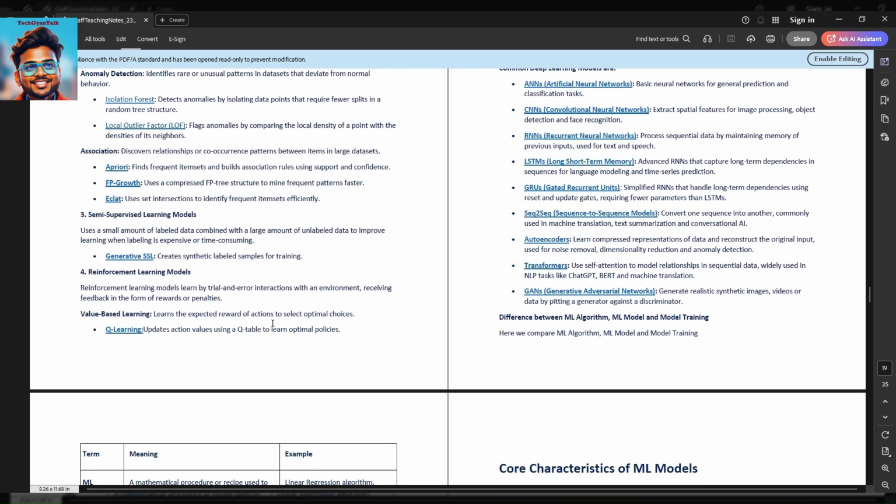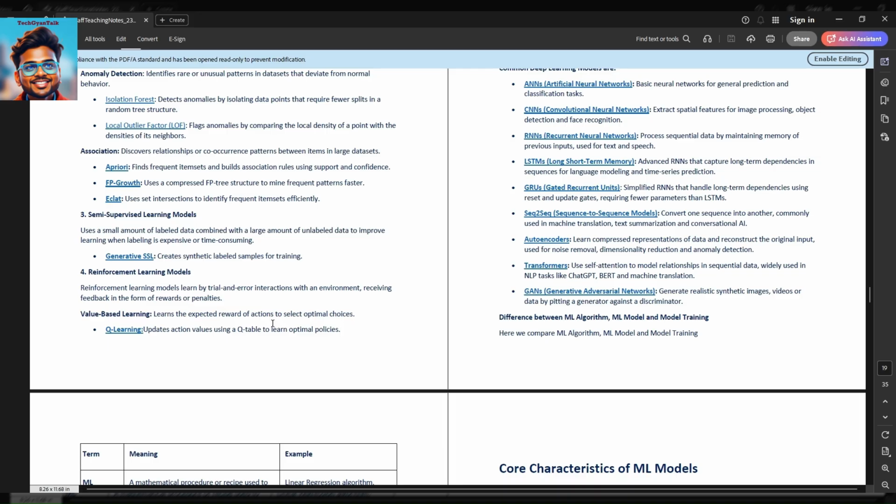Next is semi-supervised learning models. These models use a small amount of labeled data combined with a large amount of unlabeled data to improve learning when labeling is expensive or time-consuming. Generative SSL creates synthetic labeled samples for training.